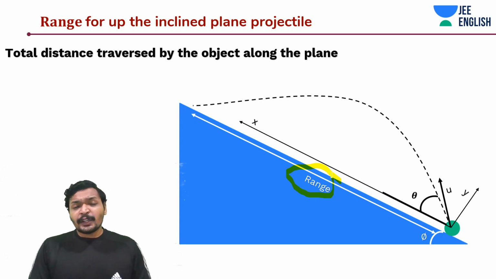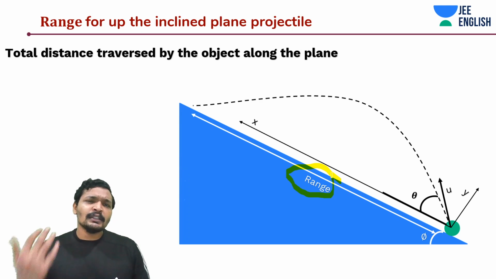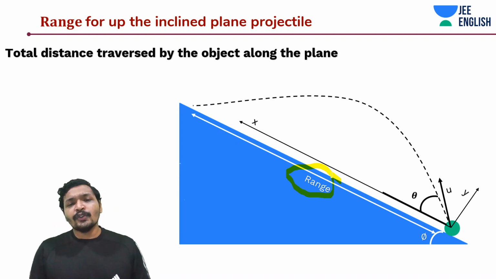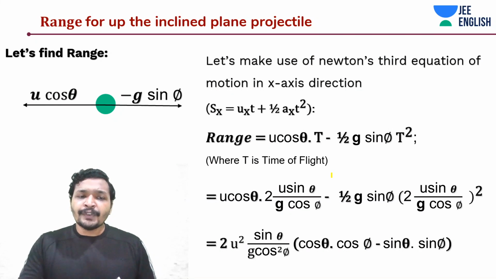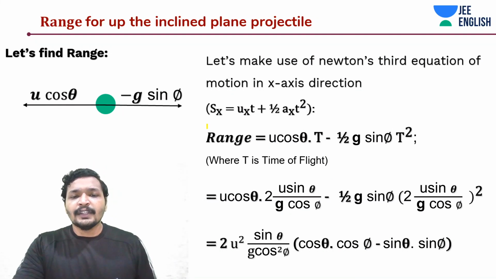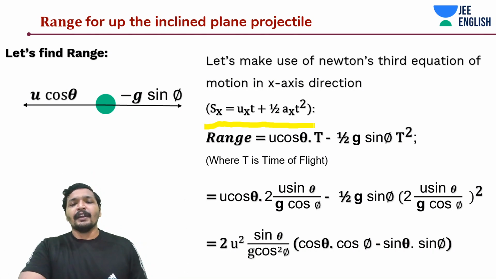And which equation would you make use of? Come on guys, think about it. Earlier what did we do? We just substituted a is equal to 0. And which equation did we make use of? S is equal to ut plus half at squared. So we did the same thing. We did Sx is equal to ux t plus half ax t squared. But in this case, ax is not 0, ax is minus g sin phi.